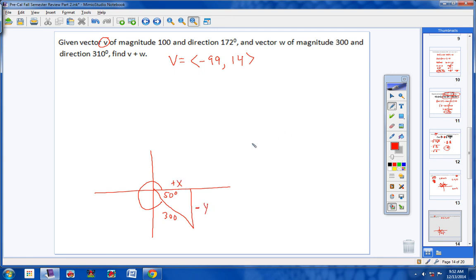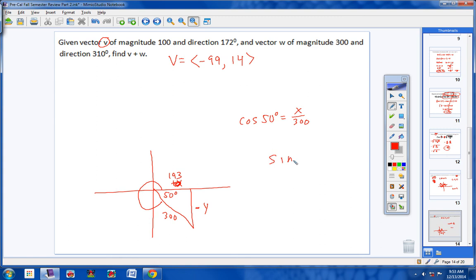So here we go. We'll start off finding x first, adjacent over hypotenuse. Cosine of 50 equals adjacent over hypotenuse. Multiply both sides by 300. And we're going to get 193, rounded of course. So this will be 193. Now let's find y, opposite over hypotenuse.